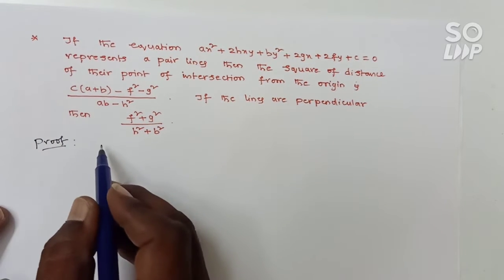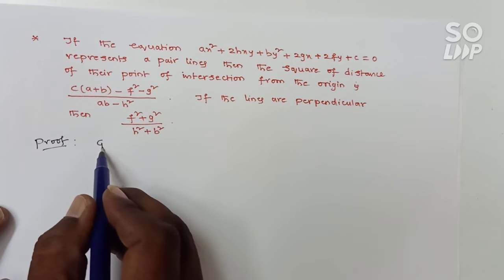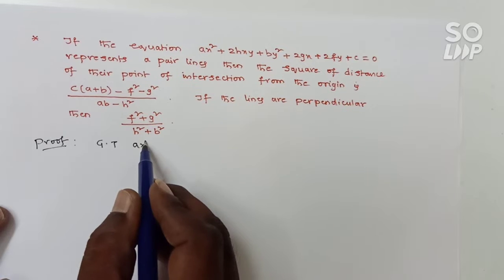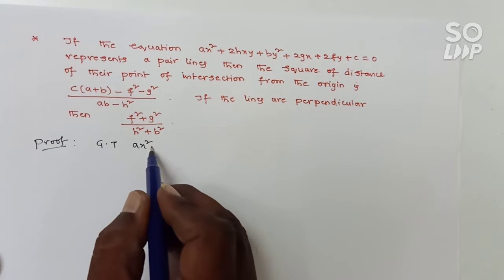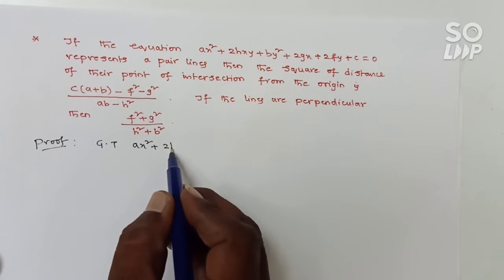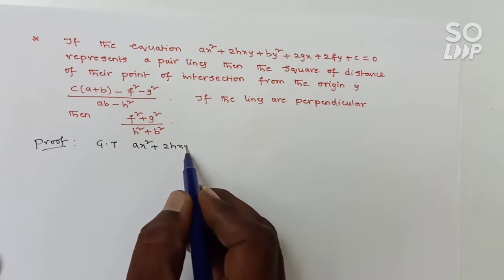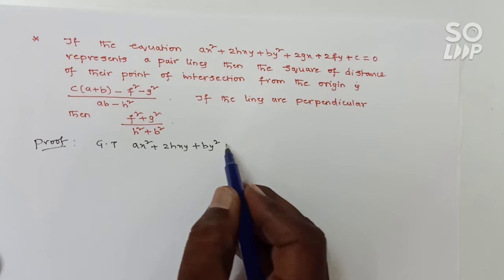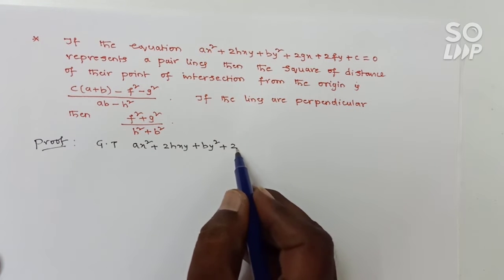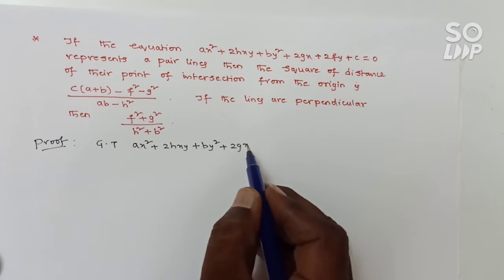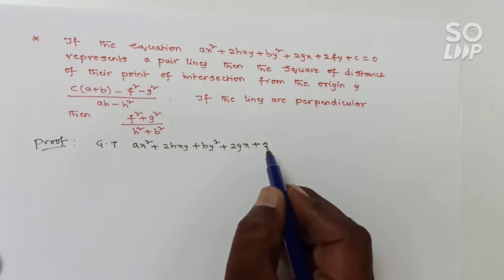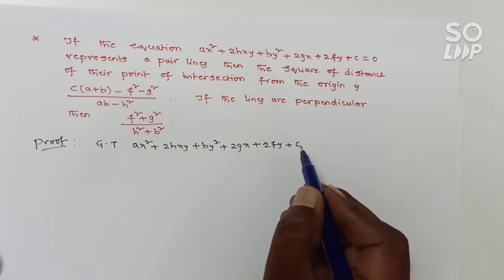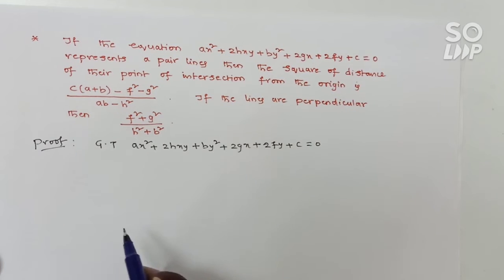The given equation is a into x square plus 2h into xy plus b y square plus 2 into gx plus 2fy plus c is equal to 0.